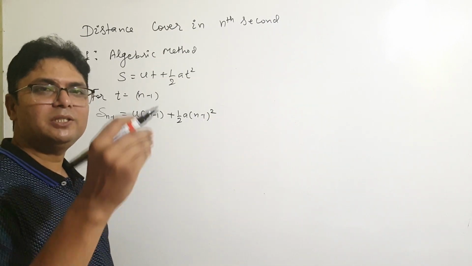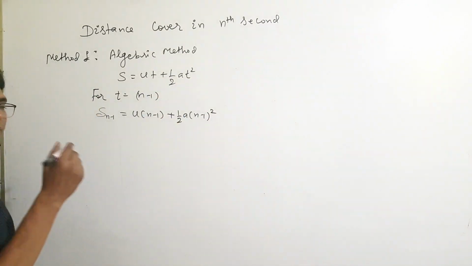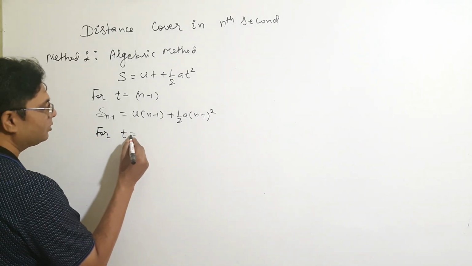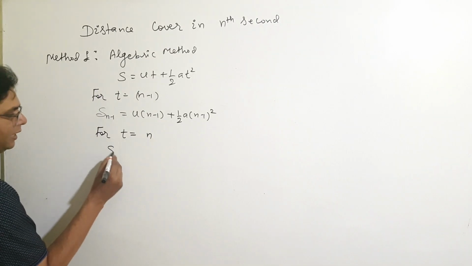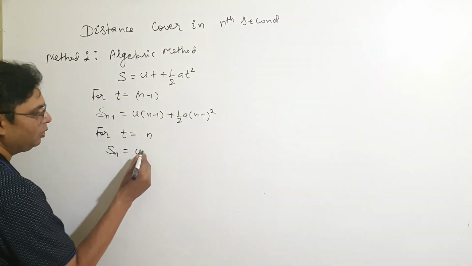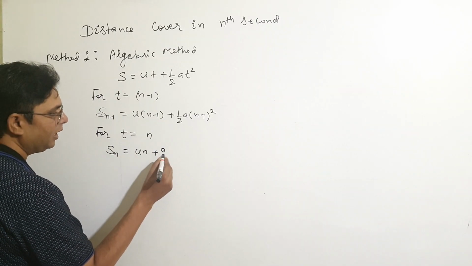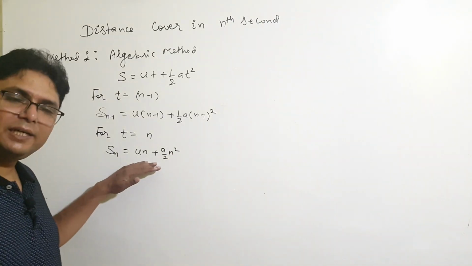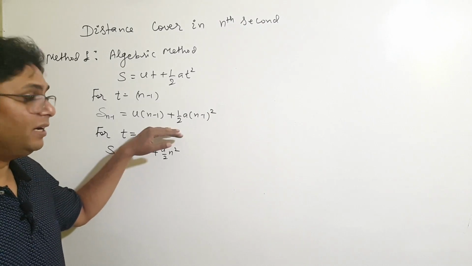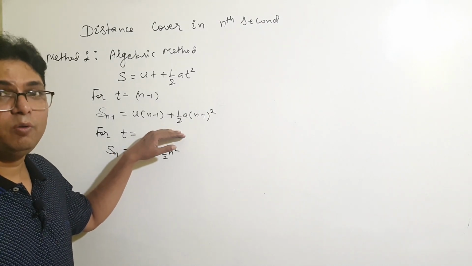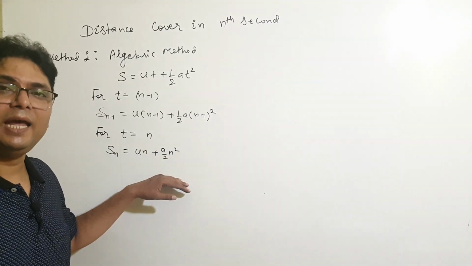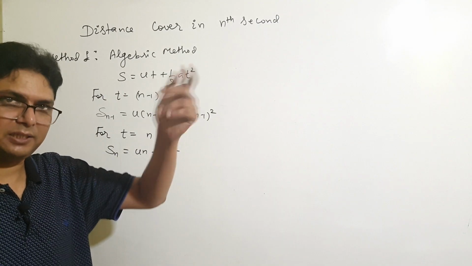Now when time t is n, that is for time t = n second, right here Sn = un + (a/2)n². So this is distance covered in n second and this is distance covered in n minus 1 second. When you subtract these two, you get distance covered in nth second, that is the last second.